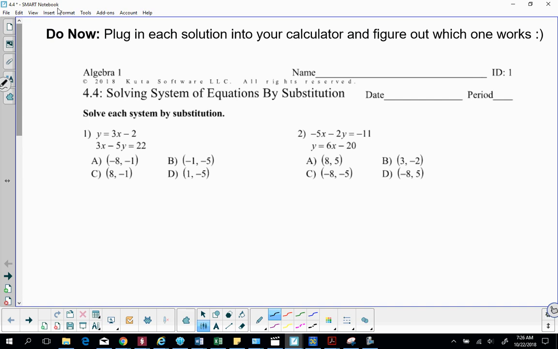All right. So for the first one, raise your hand if you got A for your answer. Which no one should have, because we already saw it wasn't right. How many people got B? Yeah, B ended up being the correct answer.